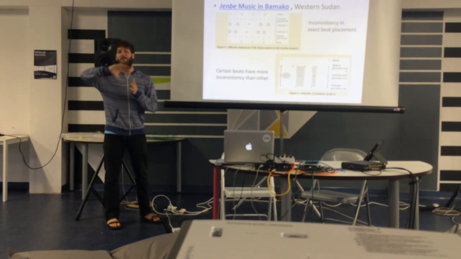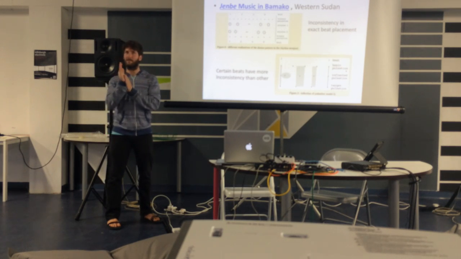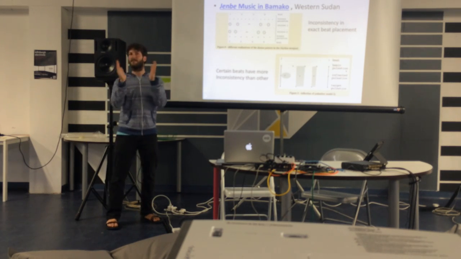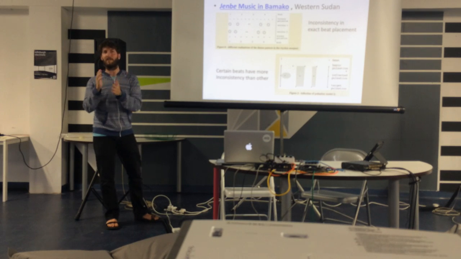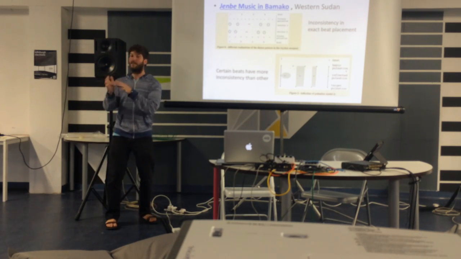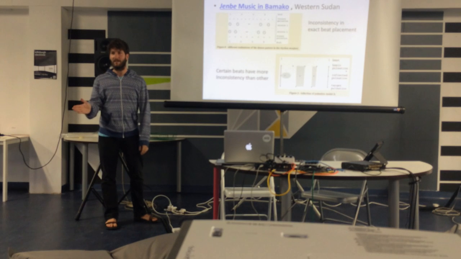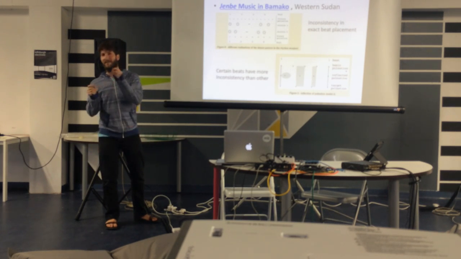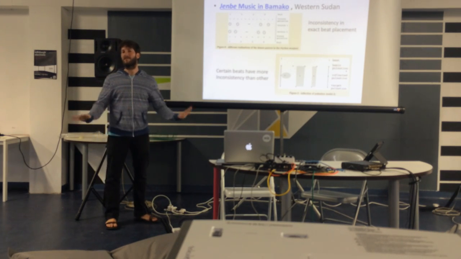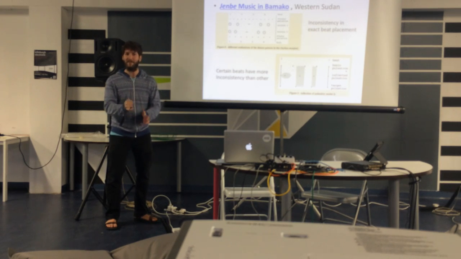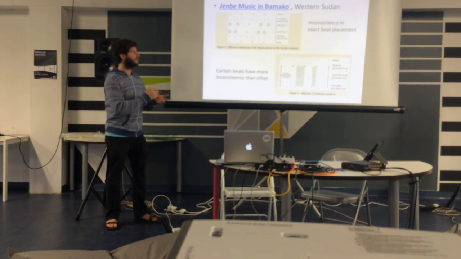You can't just put an equation over everything to move them around, because for certain beats, there's more uncertainty as to where they're going to fall. Like, beat three might be here or here, but beat one is always going to be where beat one is. So if you move everything over a bit, it loses the whole feel, because it's only certain beats that this type of music would play around with.